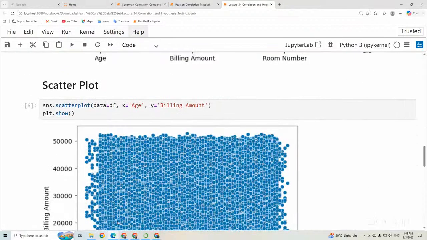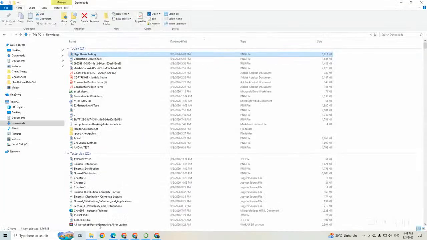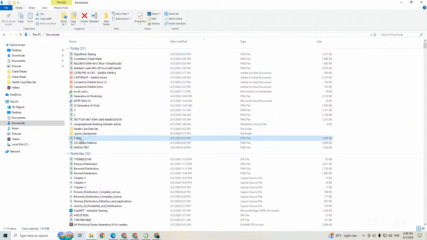Okay, so first, we were talking about hypothesis testing. Then the first test we are required to implement is the t-test. This is the t-test.